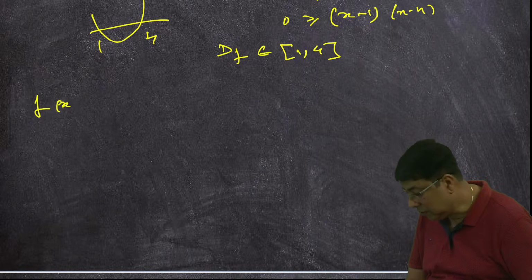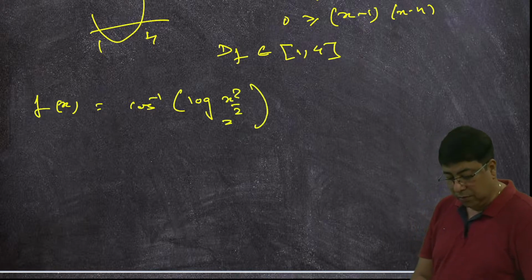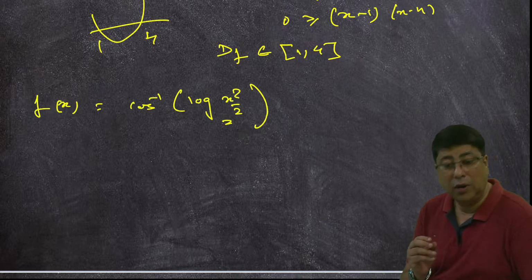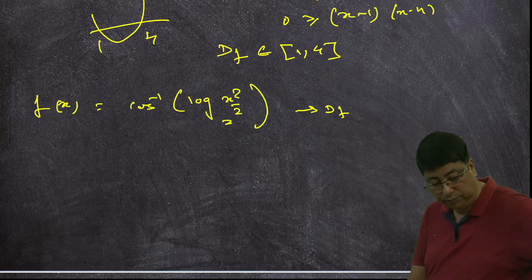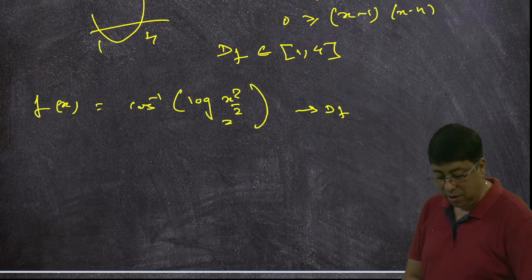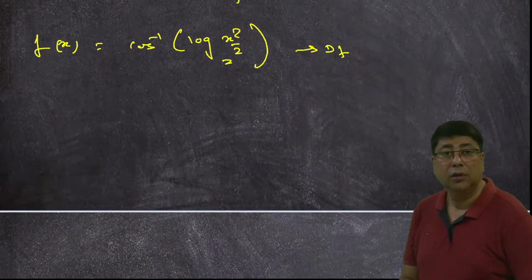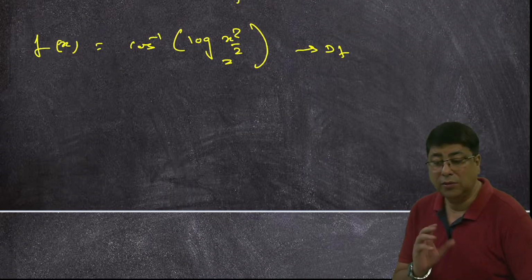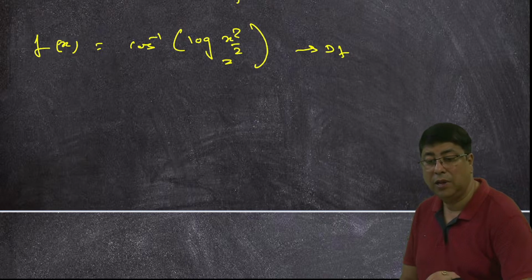suppose f(x) equal to cos inverse of log of (x square by 2) base 2. In this case, what should be the domain? Suppose find the domain. How to find the domain here? Actually, today I am totally not prepared. Just on sheet I am solving the sum. Okay.